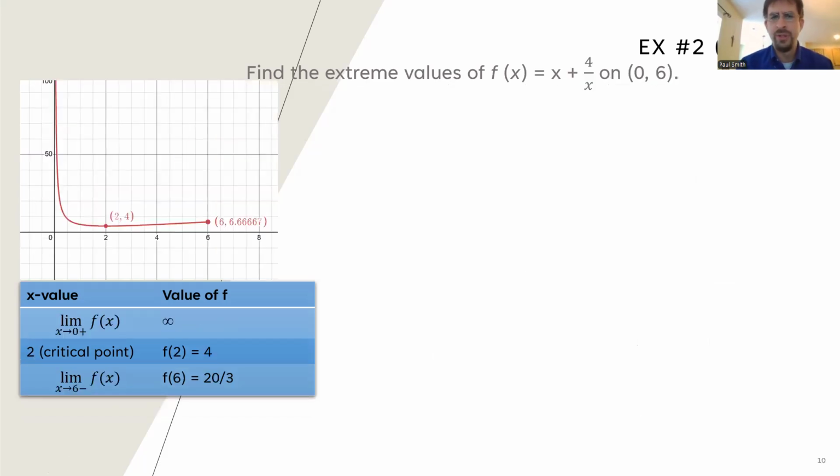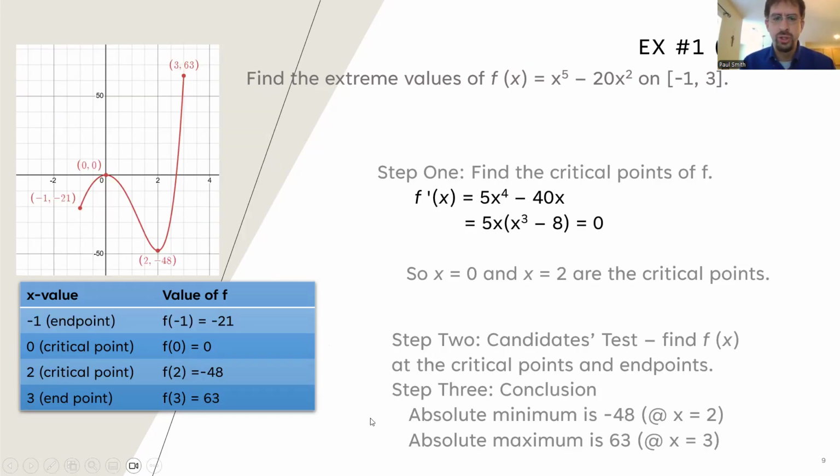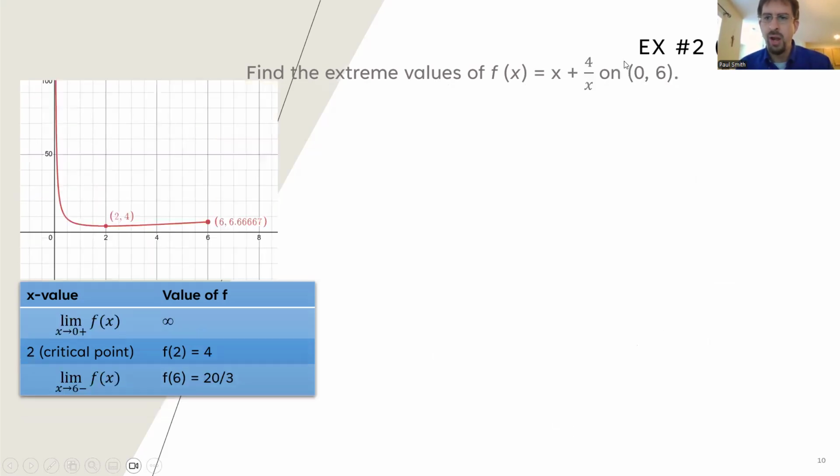All right, example number 2. This one's a little bit different. We've got f of x equals x plus 4 over x on the interval 0 to 6. Notice it's not a closed interval. If it's not a closed interval, unlike number 1, we're not assured of having an absolute minimum and an absolute maximum value. What could happen is you can have some sort of an open circle at 0 or an open circle at 6, or maybe something else is going on. So we're not assured necessarily of having an absolute max or minimum.